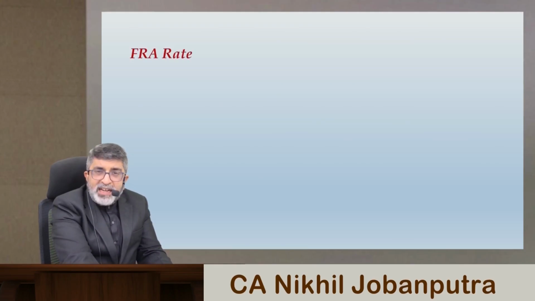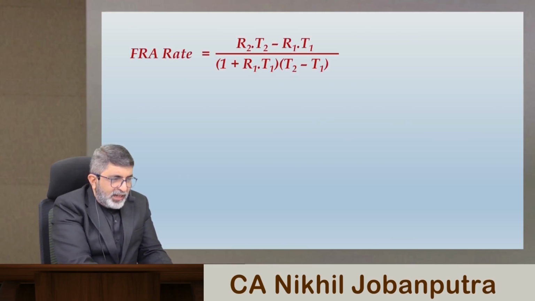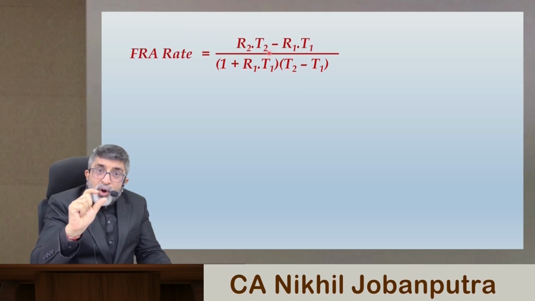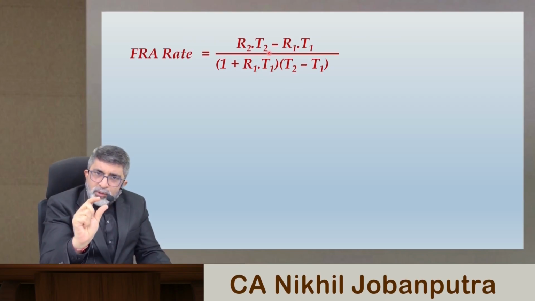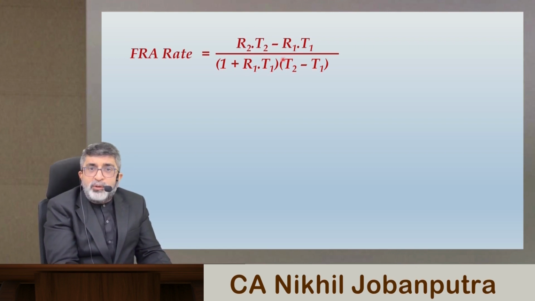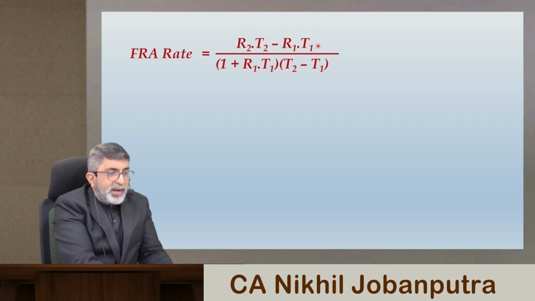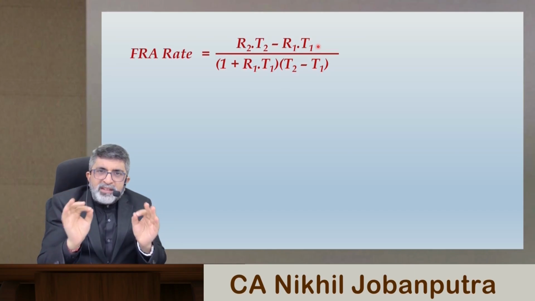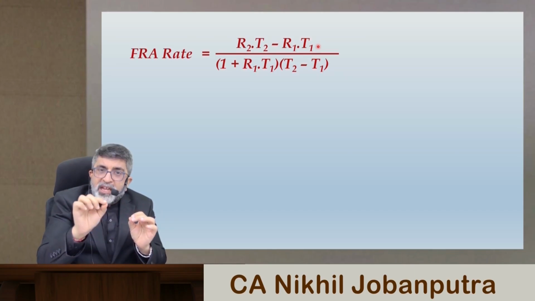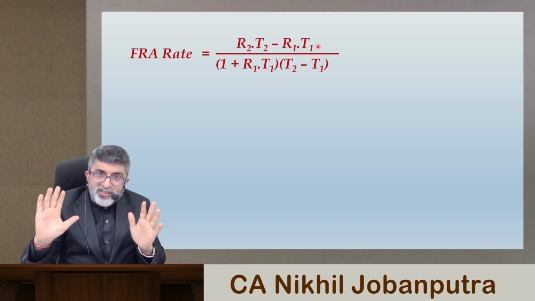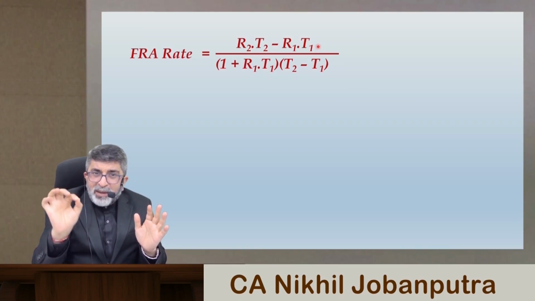Here in this case, you directly compute the FRA rate, and the formula goes this way: R2 into T2. Same thing, R2 is the rate for longer period, R1 is the rate for shorter period. T1 is the shorter period and T2 is the longer period. So rate of long period will be obviously multiplied to the long period, rate of short period will be multiplied to the short period. So you take the product of rate into time. You know, we simply take the principal into rate into time for computing the interest, correct? P into R into T, principal into rate into time.